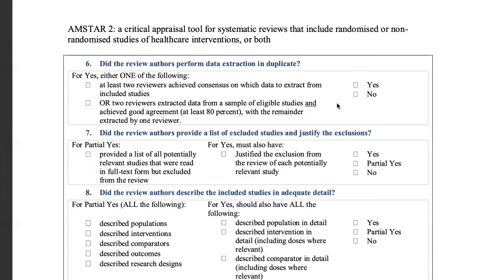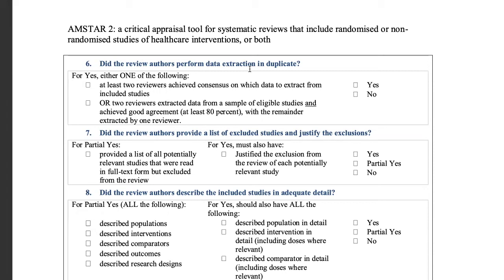Question number 6 is very similar to the previous one, but this one is in terms of the data extraction. Did the review authors perform data extraction in duplicate? It should be yes if at least 2 reviewers achieve a consensus on which data to extract from included studies. So if at least 2 reviewers independently extracted the data, it's yes.